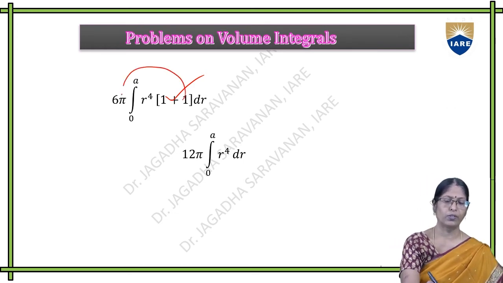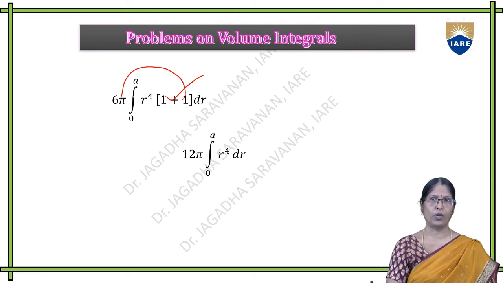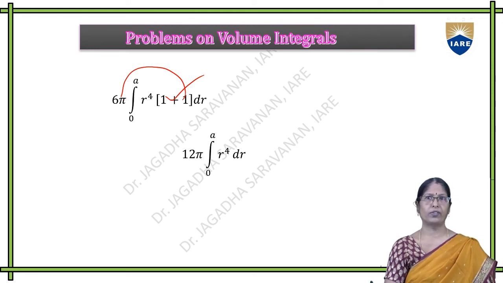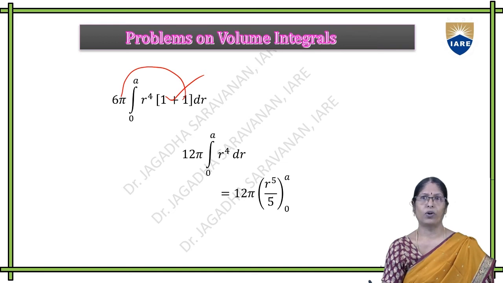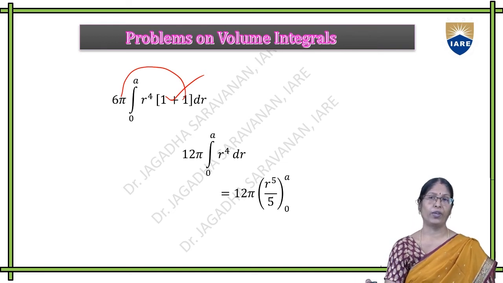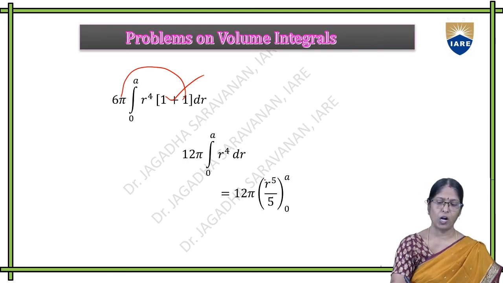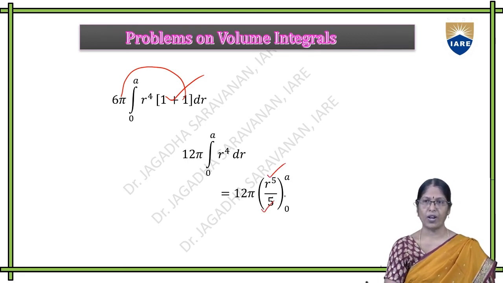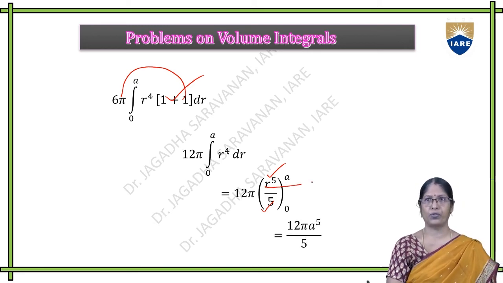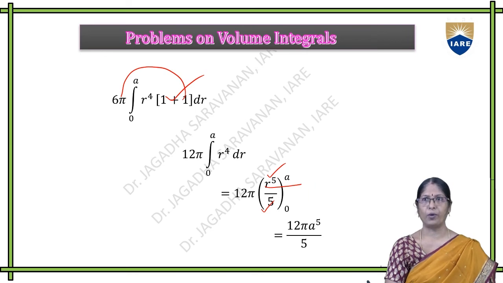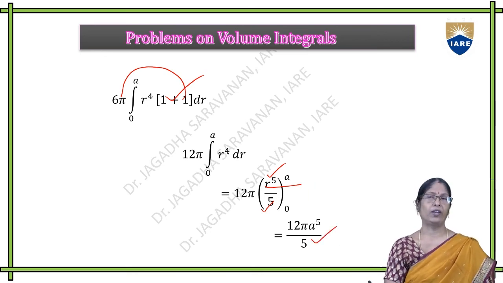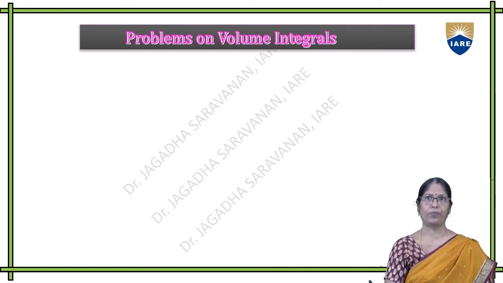The 2 into 6 pi put together, we have written 12 pi. So we are going to concentrate on the outermost integration, that is from 0 to a, r power 4 dr. So r power 4 dr, we can do the integration, that is r power 5 by 5 from 0 to a. So in place of r, if we substitute, then a power 5 by 5. So we obtained the result 12 pi a power 5 by 5.